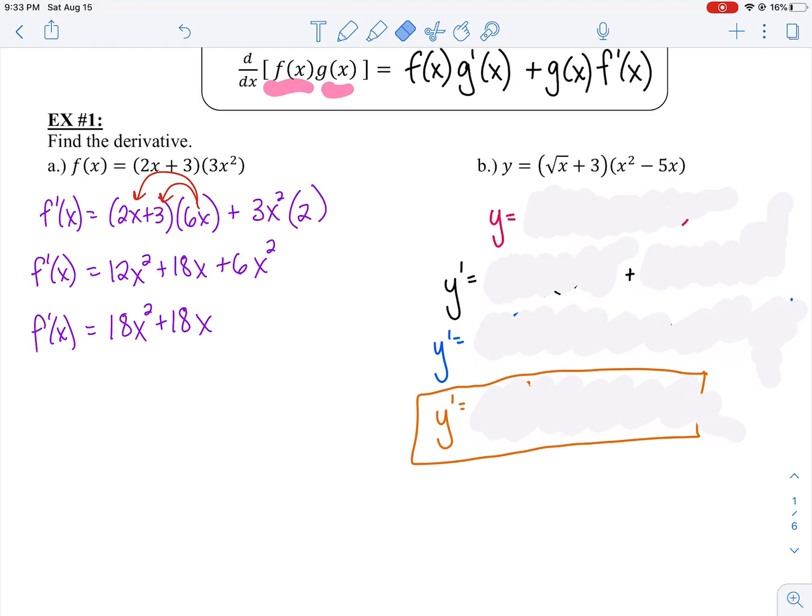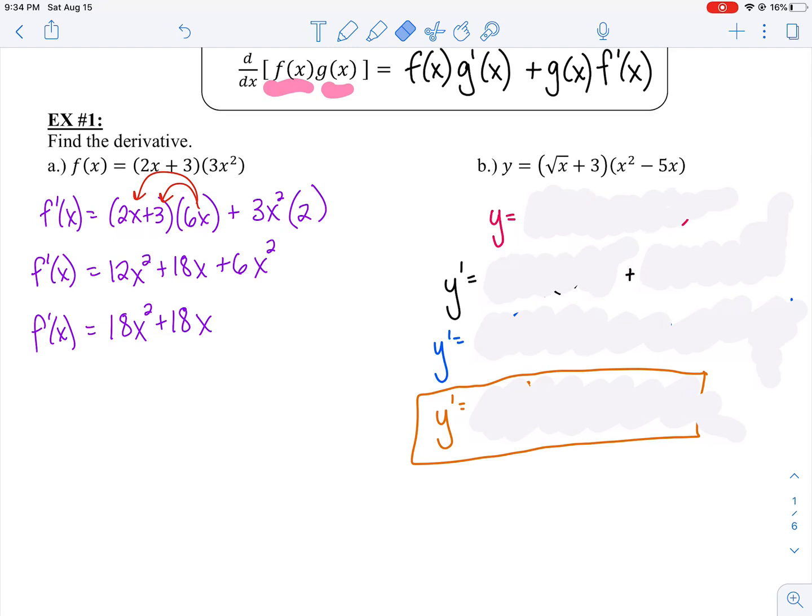Okay, but look at B. B is a little bit harder to distribute or FOIL because we have some radicals in there, right? So let's go ahead and do product rule here. You notice that we have two terms, two pieces, that are being multiplied together that both contain a variable. I cannot just take the derivative of the first and the derivative of the second and smush them together. Doesn't work that way, unfortunately. So let's go ahead and use the product rule.